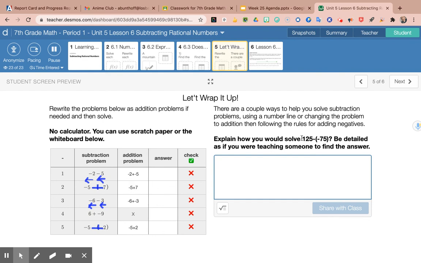Explain how you would solve 125 minus -75. Be detailed as if you were teaching someone to find the answer. So how would I find the answer for 125 minus -75? What would I do? How would I change it? What would I get? So you'll type that answer here. When you're done, click share with the class.